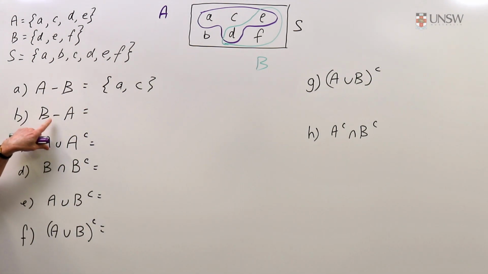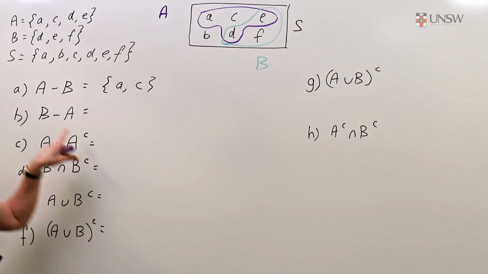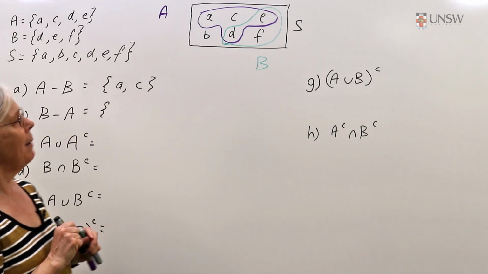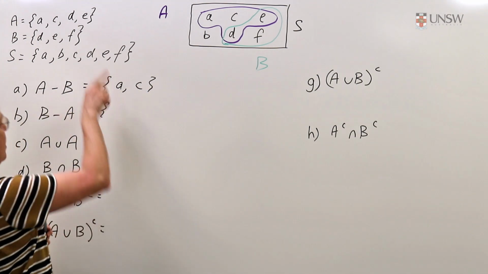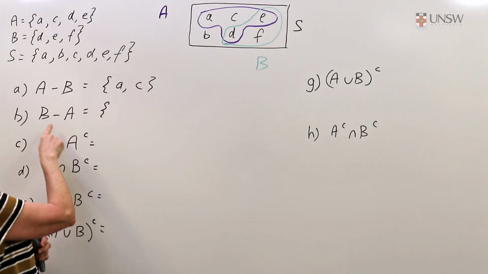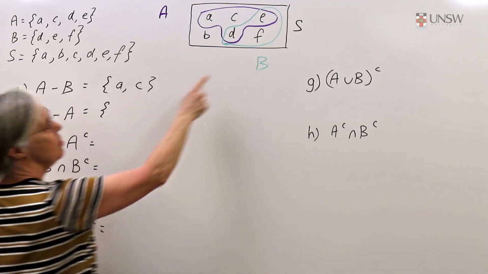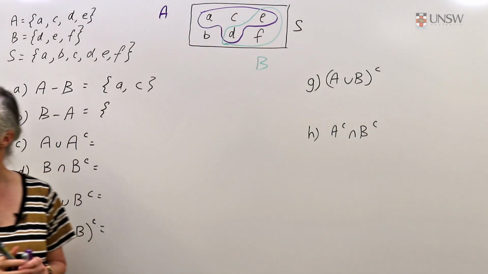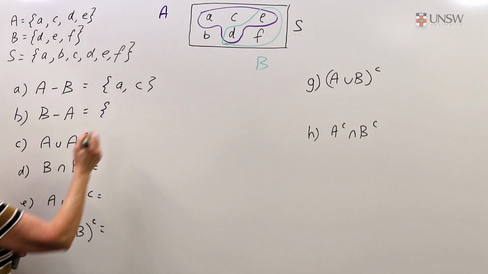Okay, and then similarly we have B minus A, so we want everything that's in B but not in A. So we want everything that's in green, but not in purple. So we could do it looking at this, or we could do it looking at this. Let's look at the Venn diagram this time. Everything that's in green, but not in purple. So it's in here, but it's not in purple. That just leaves us with F.